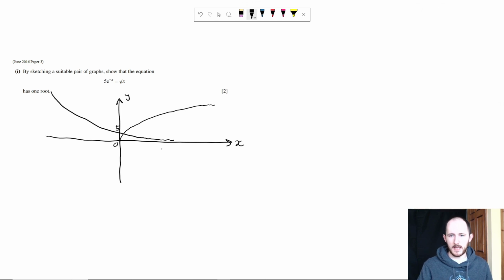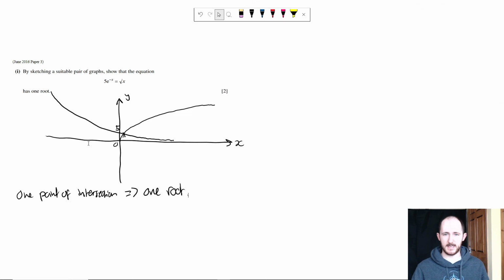So again, we're just going to write one point of intersection means 1 root. Okay, so that should be nice and easy.